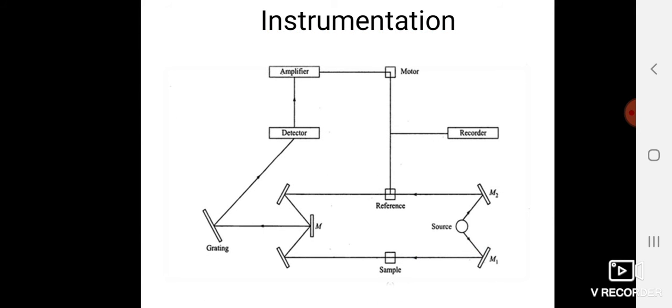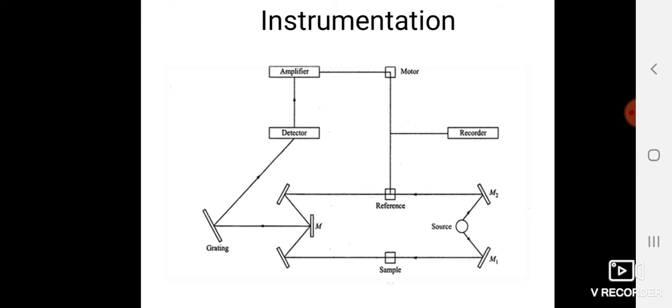Then we'll move into the instrumentation part of the IR spectroscopy. Till now, whatever we saw is part of the principle of IR spectroscopy, what kind of alterations happen in the molecule. In the instrumentation part, it's again very simple. It's going to have a source, monochromator, then a sample holder followed by the detector, then an amplifier. This is the simple one.